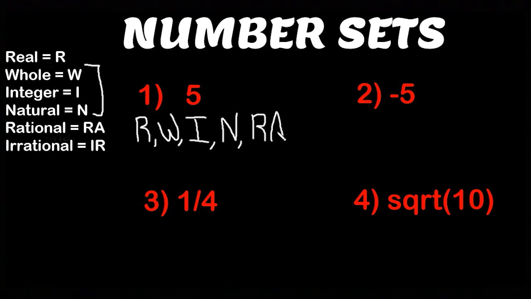Okay. All right, let's go a little bit faster here. -5, yes, that is a real number. How about a whole number? Well, no, it's not a whole number because it's negative. How about an integer? Yes, it is an integer, right? Integers include negative numbers. They're just like whole numbers, but they include negative numbers. How about natural? It is not a natural number because natural numbers have to be positive. Is it rational or irrational? This number is going to be rational, right? It terminates. Okay, so number 2 is done.